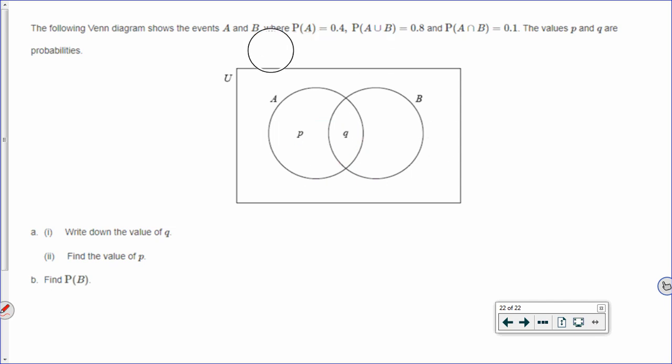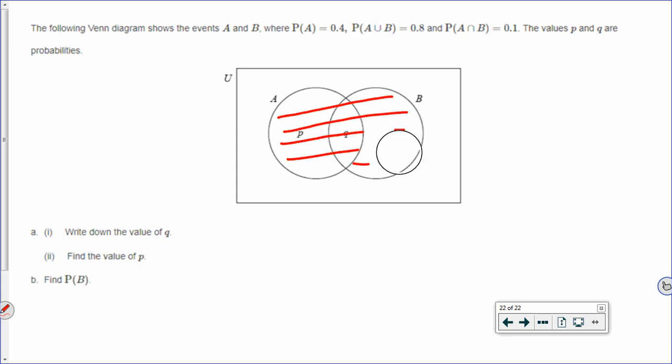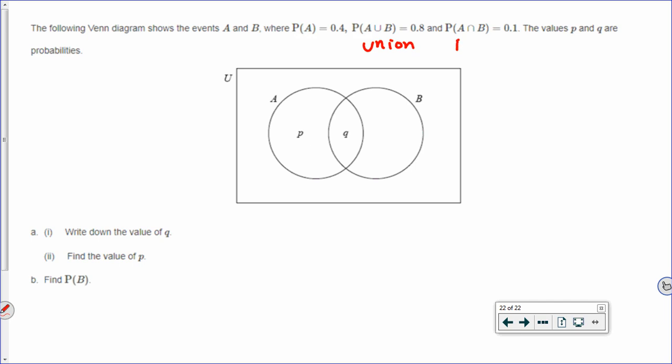They're telling us then the union of the two events A and B is 0.8. That would mean that all of this together would be 0.8. And then they're telling us the intersection is 0.1. So this symbol means union, which would be both, and this symbol means intersection, which would be only where they overlap. Okay? So it says first, write down the value of Q.